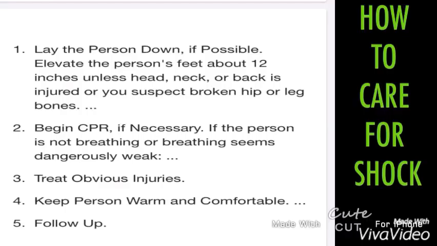Keep the patient warm and comfortable. Cover the patient with a blanket to prevent loss of body heat. It is important not to overheat the patient. Your main goal is to keep the patient's body temperature normal. Lastly, follow up and call for more medical assistance.